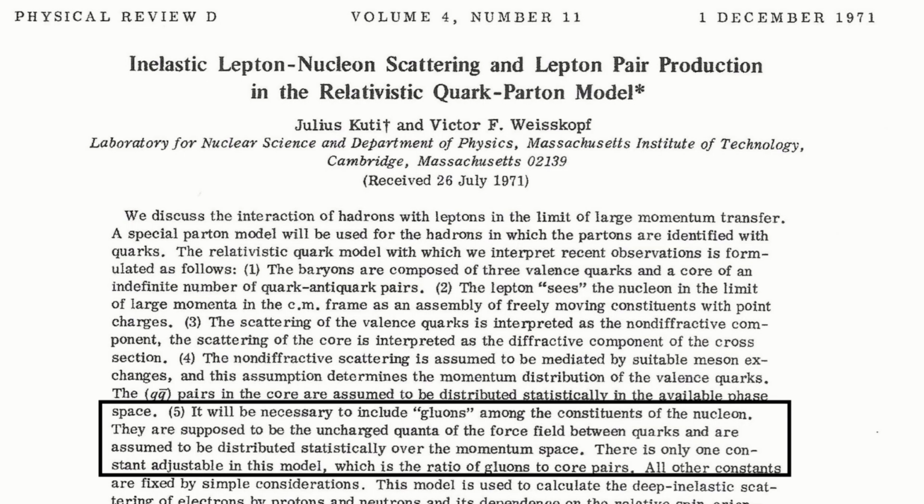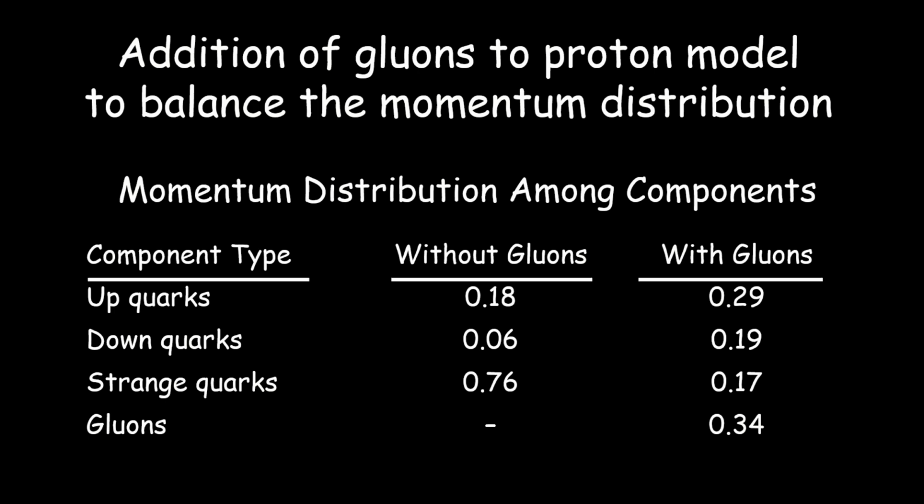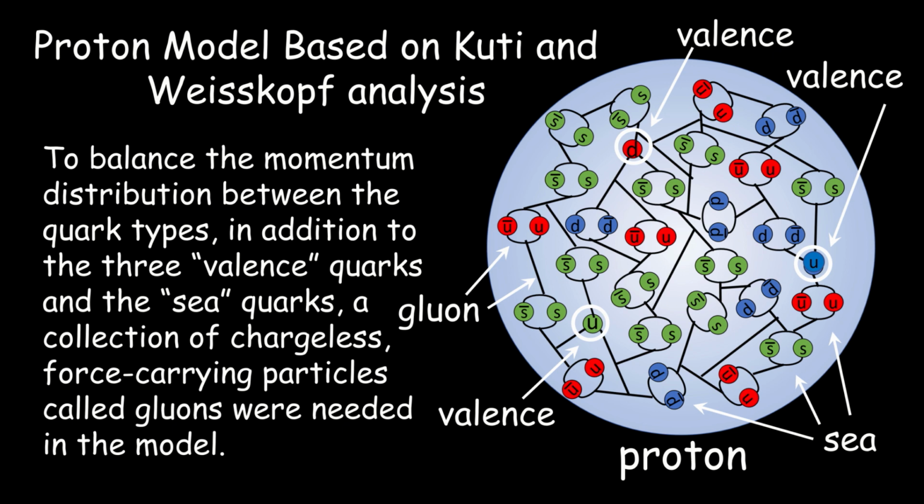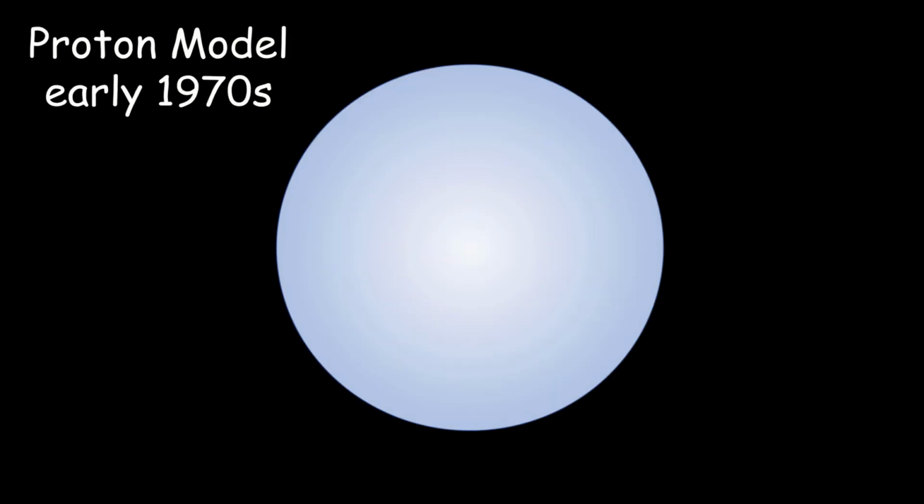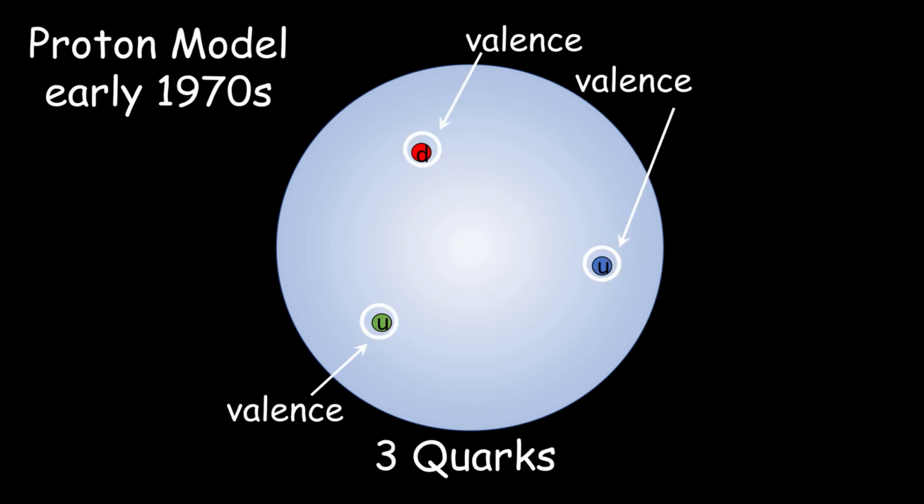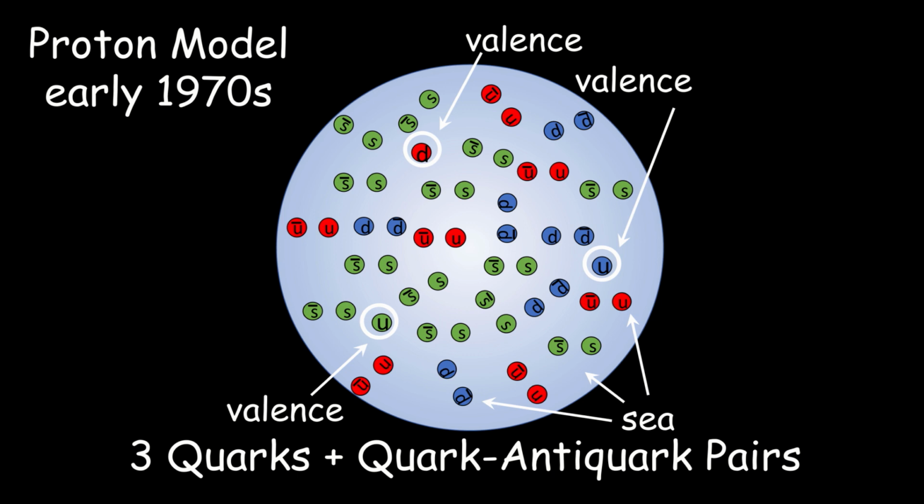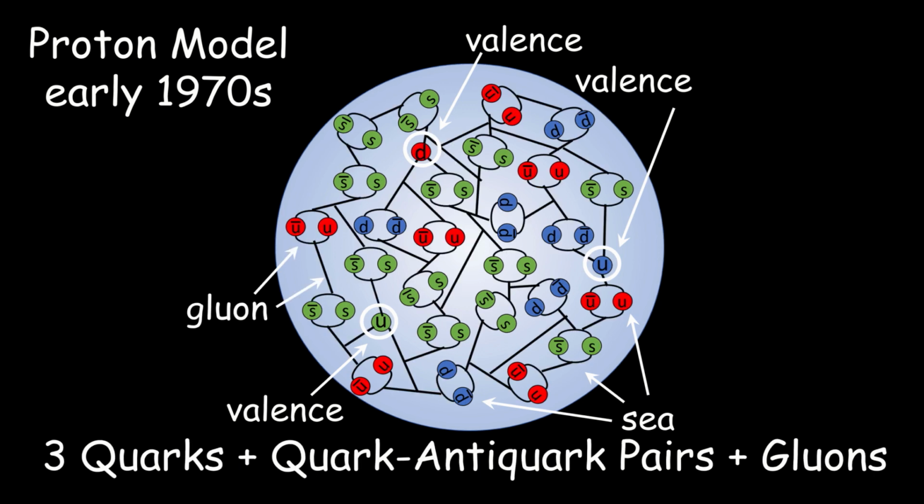Subsequent analysis found that, to balance the momentum distribution of the quarks, uncharged force-carrying particles called gluons were needed in the proton model. The gluons were thought to bind the quarks together within the proton. So, by the early 1970s, the proton became Gell-Mann's three quarks and a distribution of quark-antiquark pairs, all held together by a collection of chargeless gluons.